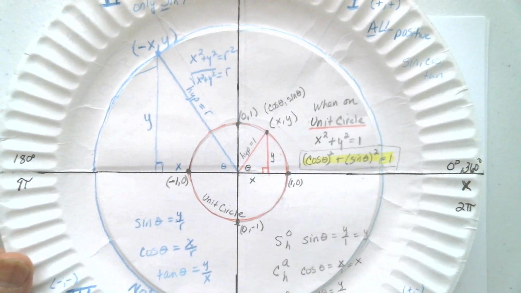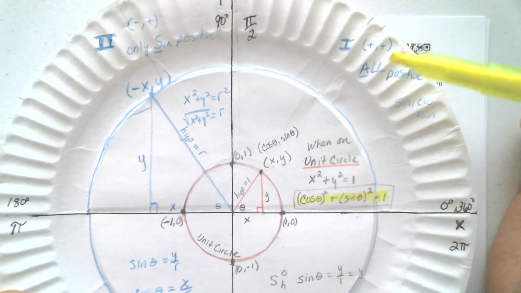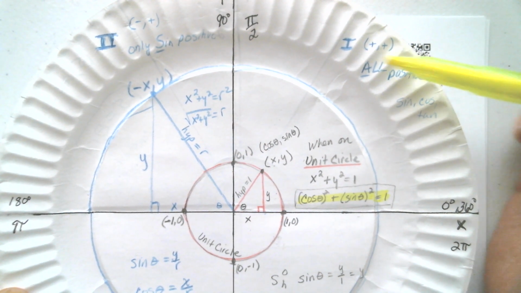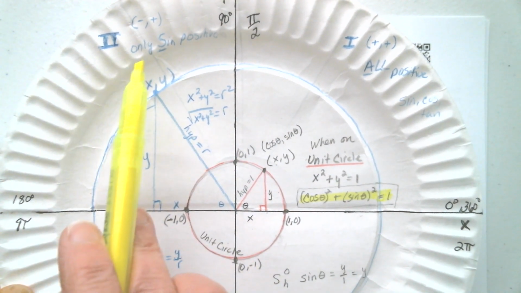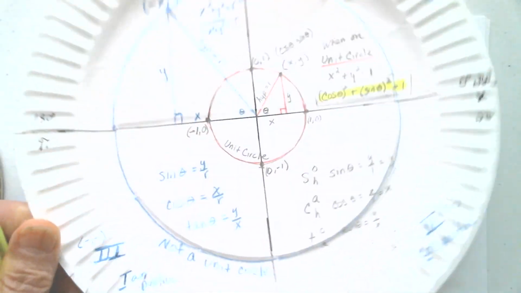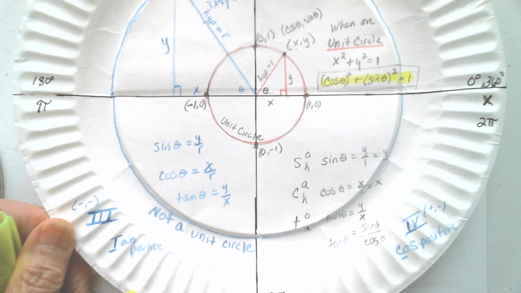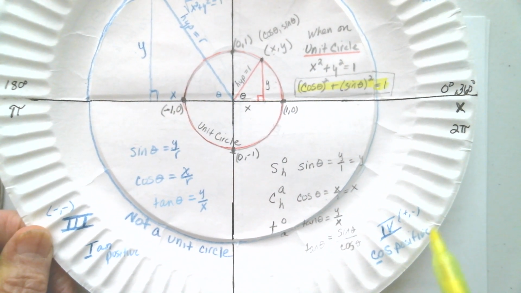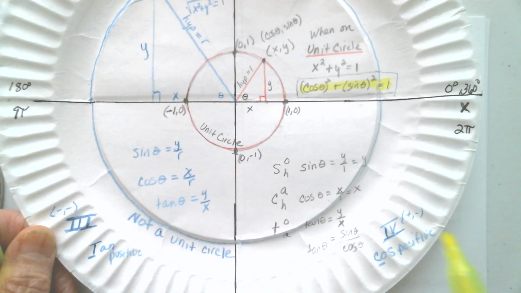Let's not forget our signs, S-I-G-N, in the quadrants. In quadrant 1, all of our trig functions, sine, cosine, and tangent, are positive. In quadrant 2, sine is the only one that is positive. In quadrant 3, tangent is the only one that is positive. And in quadrant 4, cosine is positive. All Students Take Chemistry: S for sine, T for tangent, C for cosine.